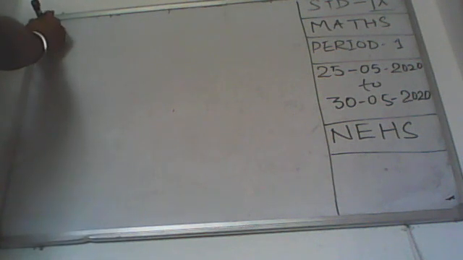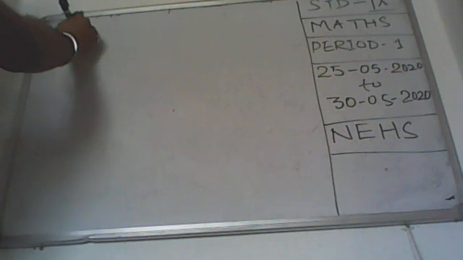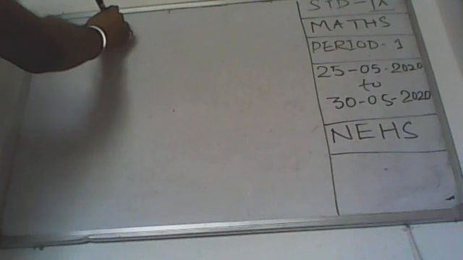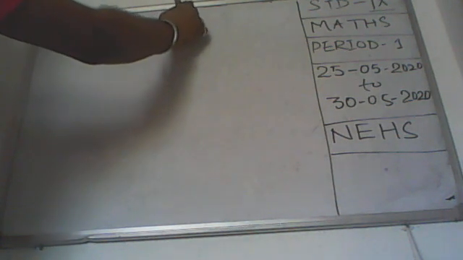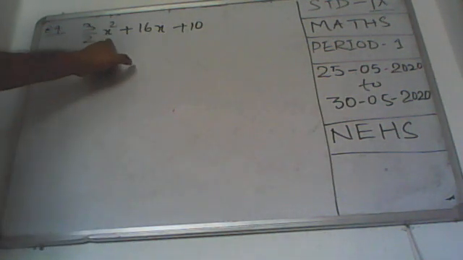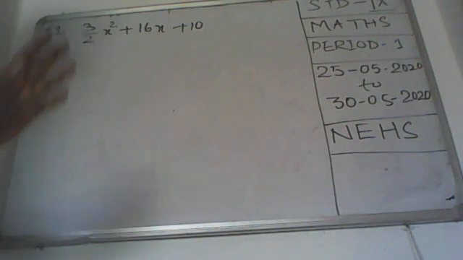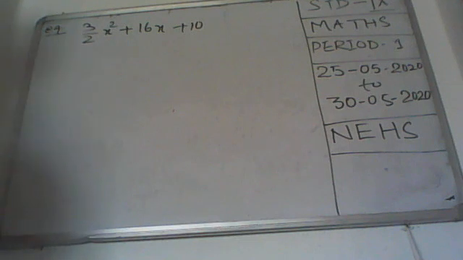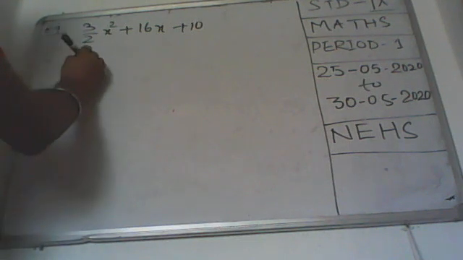Suppose it is given 3 by 2 x square plus 16x plus 10. Okay, this we have to factorize. Three terms are there: term 1, term 2, term 3. Three terms are here. That means it's a trinomial. We have to factorize this. So first of all, take the LCM.